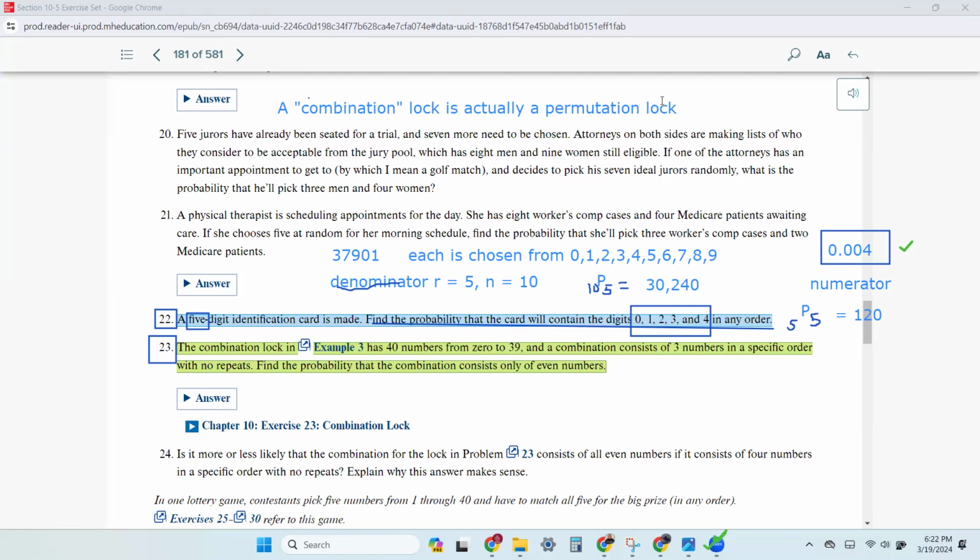So a combination lock is actually permutations. Okay, if you remember that, because the code for the lock has got to be in order. That's why it's a permutation lock. So let's try this one down here. This is the one that has 40 numbers, 0 to 39. Remember, you count in the 0, so that's why it ends up being 40. And it consists of 3 numbers. So this is the number we want for our N for our numerator, and then this is our R.